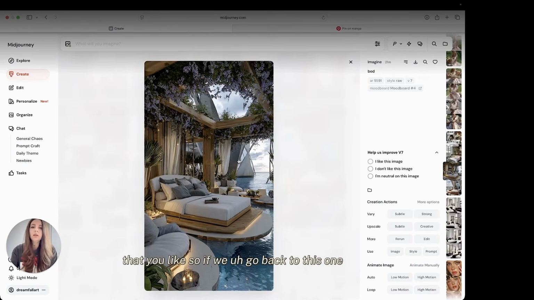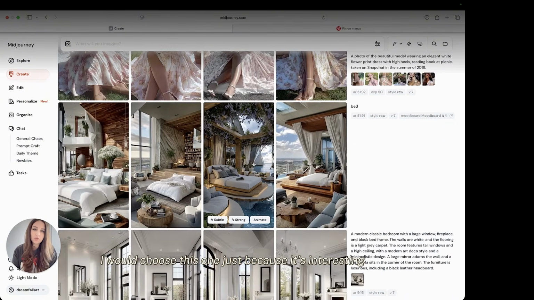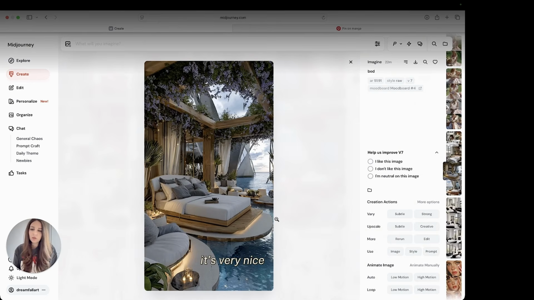So if we go back, and I choose out of those four, I would choose this one just because it's interesting. It's very uncommon to see a bed around the water. It's very interesting in design. It's unusual, and it may keep viewers' eyes. I would, of course, edit it later, but let's just try and change the picture a bit.